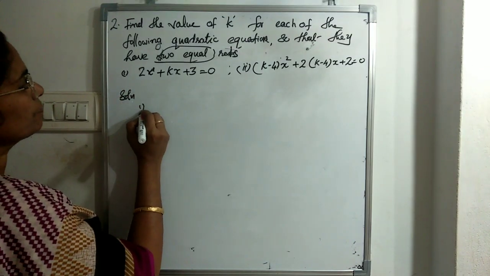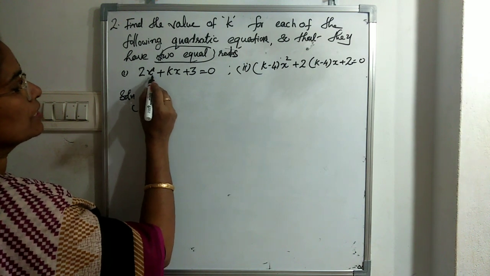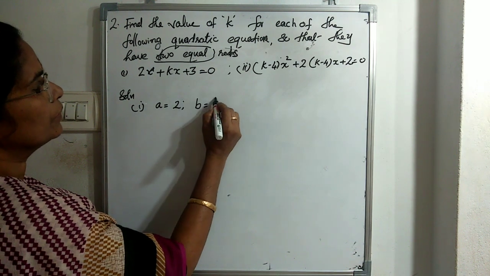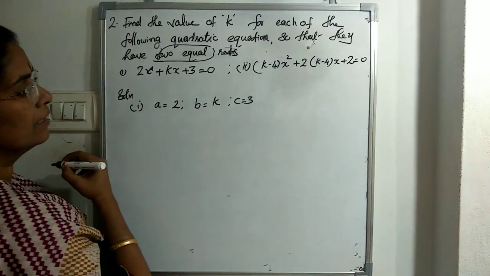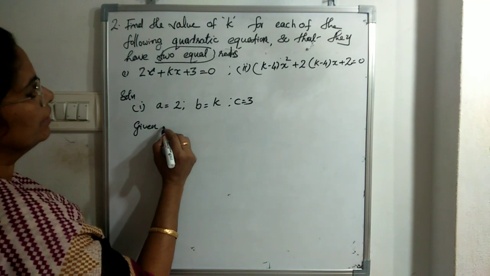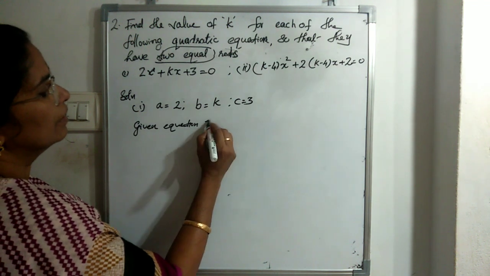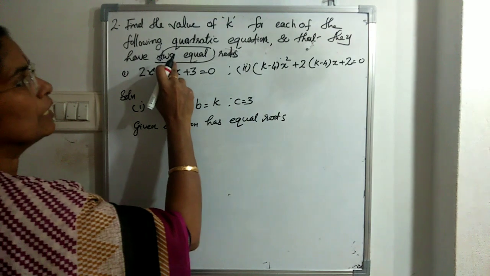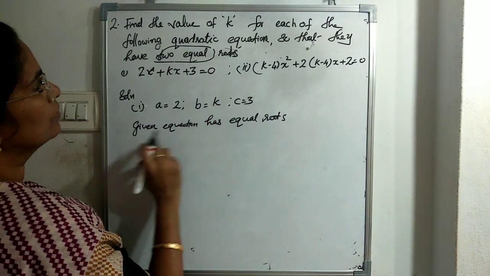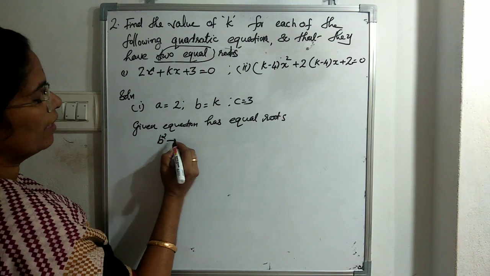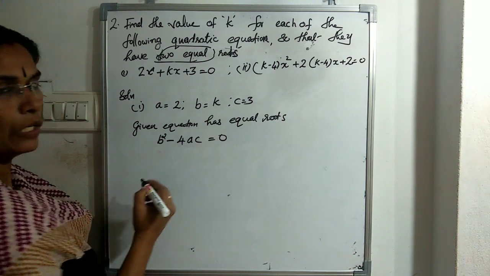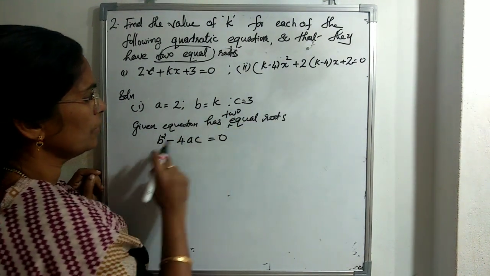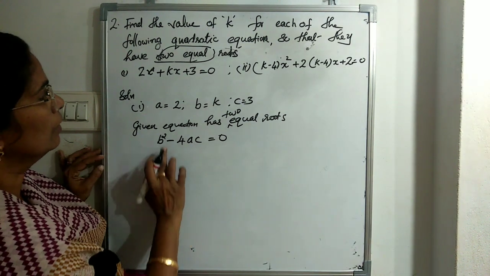Solution of the first question. Here 2x square plus kx plus 3 equal to 0. We can write a is equal to 2, b is equal to k and c is equal to 3. Given the equation has equal roots. So we can write b square minus 4ac equal to 0. This is the condition. 2 equal roots means the equation has 2 equal roots, means b square minus 4ac equal to 0. So we are applying the values.